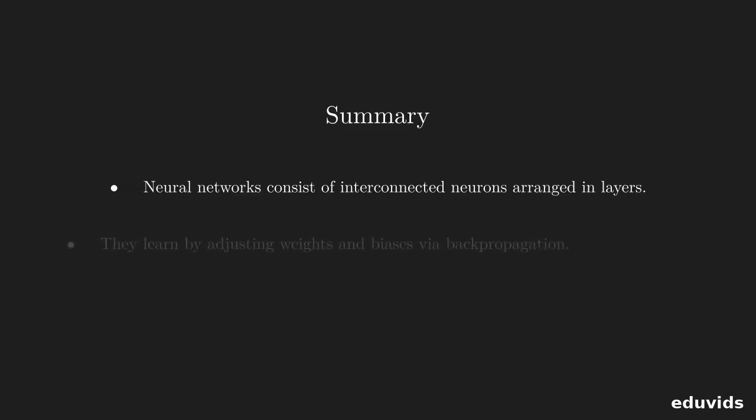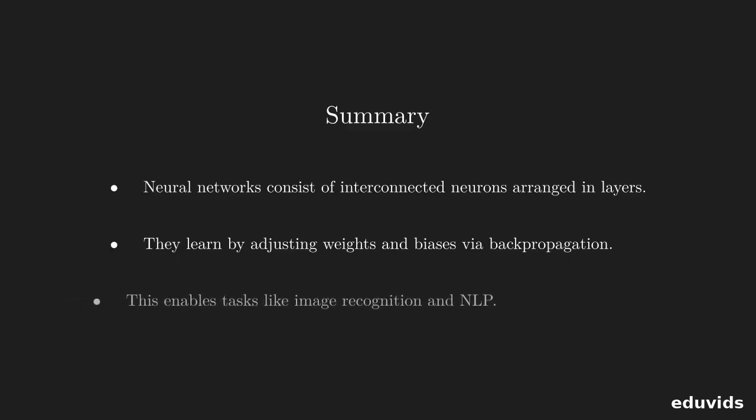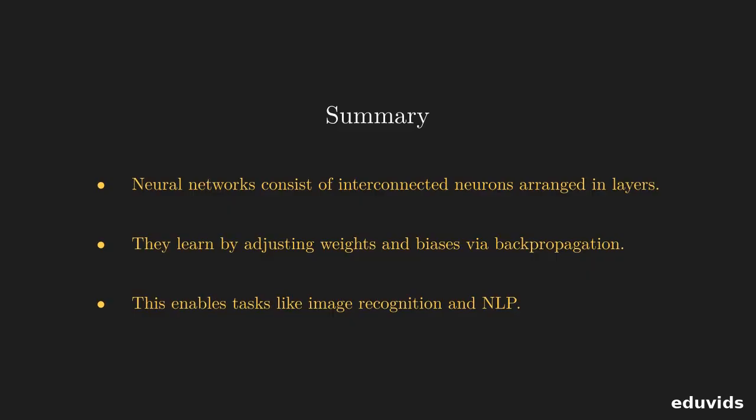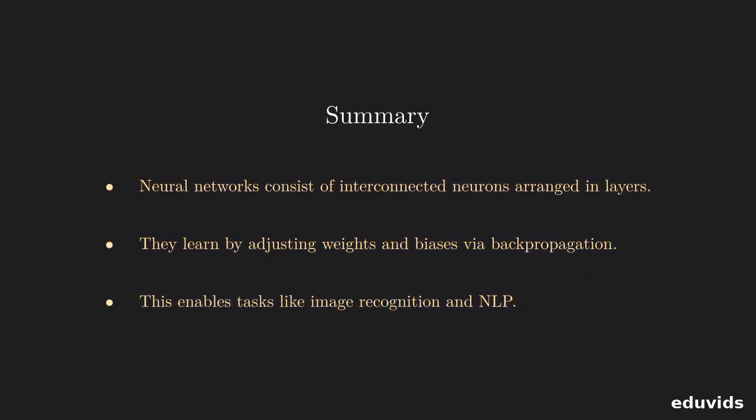In summary, neural networks consist of interconnected neurons arranged in layers. They learn by adjusting connection strengths, called weights, and biases through repeated training with data and backpropagation. This fundamental learning mechanism enables computers to perform tasks like image recognition and natural language processing. As these powerful systems continue to advance, they will keep transforming how we interact with technology and understand the world.